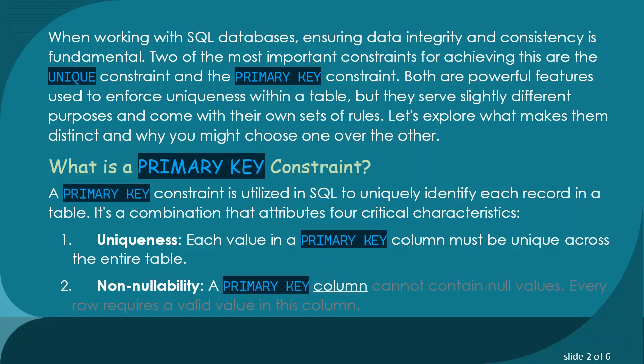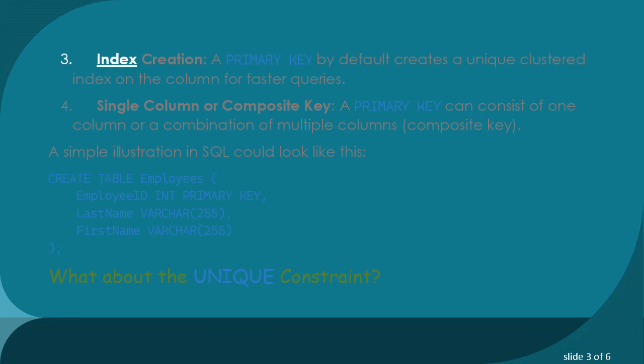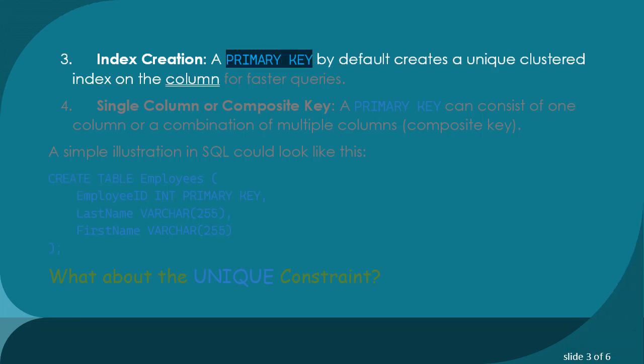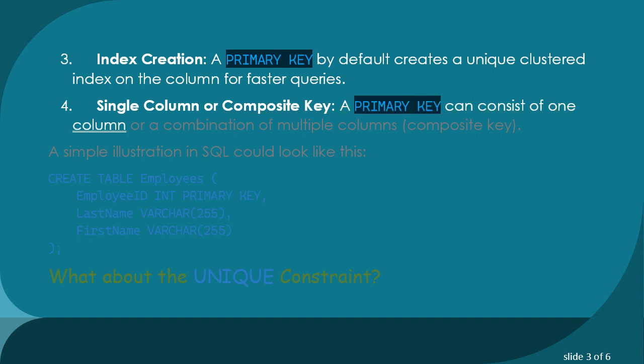Non-nullability: a primary key column cannot contain null values. Every row requires a valid value in this column. Index creation: a primary key by default creates a unique clustered index on the column for faster queries. Single column or composite key: a primary key can consist of one column or a combination of multiple columns, a composite key. A simple illustration in SQL could look like this.